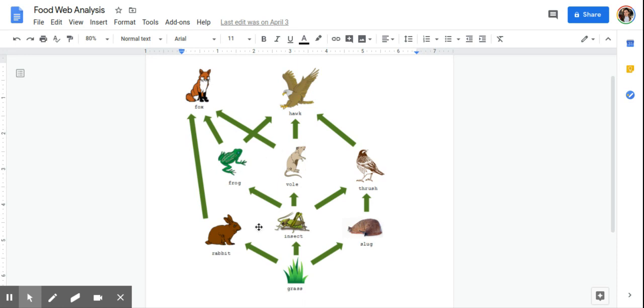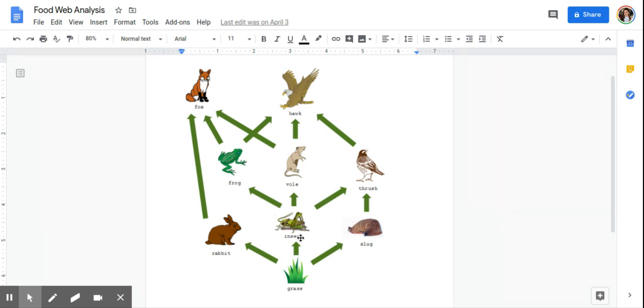Basically, reading this web, we see that the rabbit is getting its energy from the grass. The insect is getting its energy from the grass, and so is the slug. Now, this frog is getting its energy from the insect, and the fox is getting its energy from the frog. I want you to notice that where the arrows are pointing to, that's what's very important to that consumer, okay? And grass doesn't have any arrows going to it because grass gets its energy from the sun through photosynthesis.